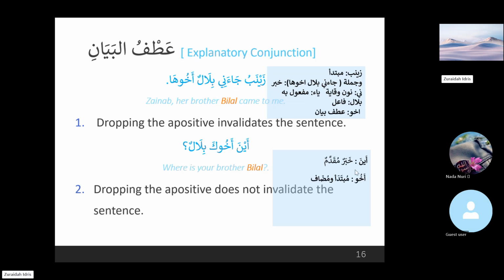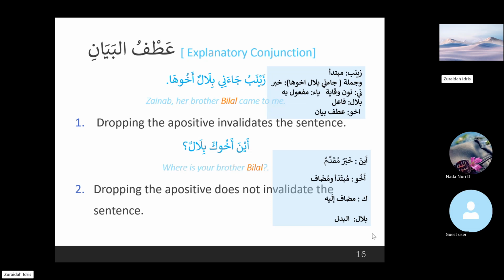So here aina is haba muqaddam. We know this. We learned the question words, and we know that in this case, your aina is haba muqaddam, and ahu is your brother, and this is of course mutawali. Yeah, your brother, and badal. And bilal is badal. Yeah.